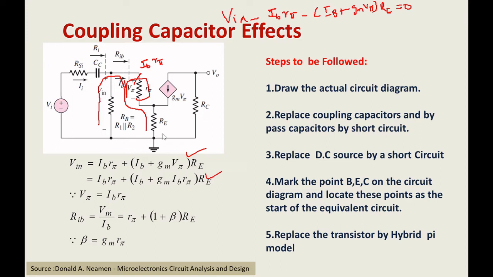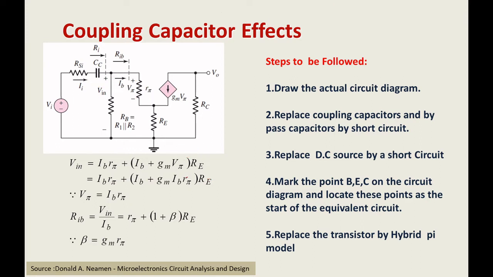Okay, I hope you are clear. Vp is nothing but IB into R pi. Now if you calculate RIB, RIB is this part, so RIB will be V in by IB. V in is already calculated, so divide this equation by IB. Take this IB outside so that IB gets cancelled. You will get R pi plus 1 plus beta times RE.